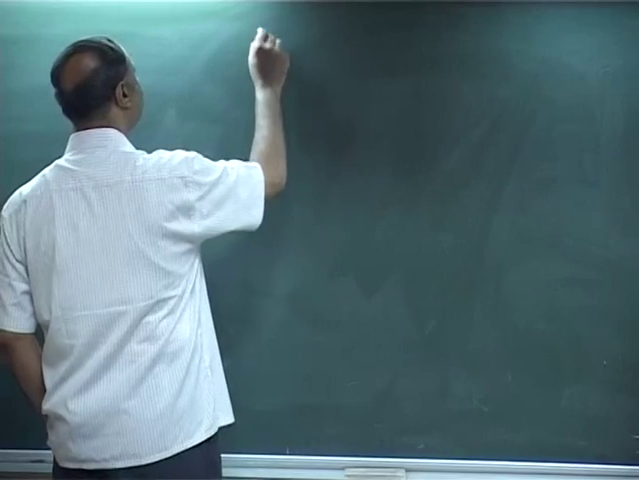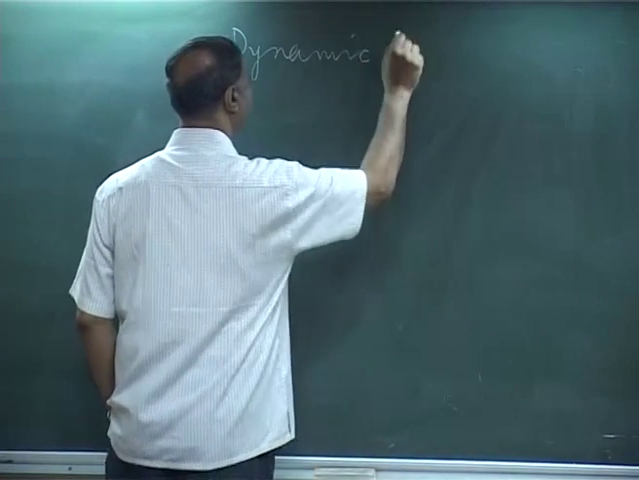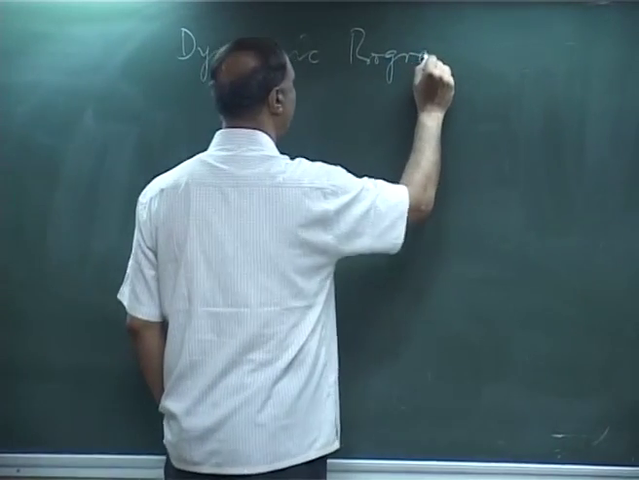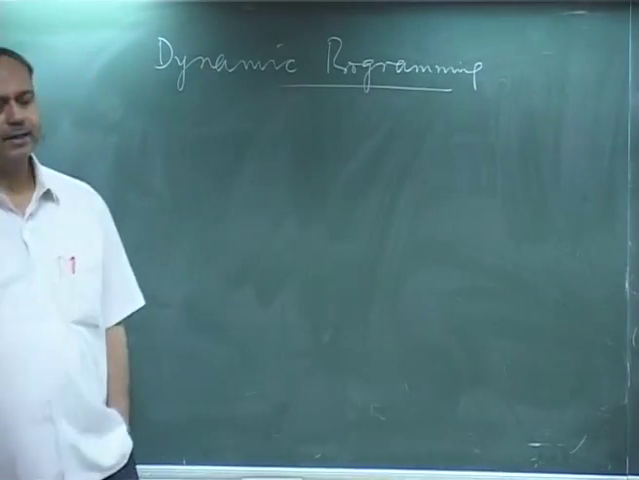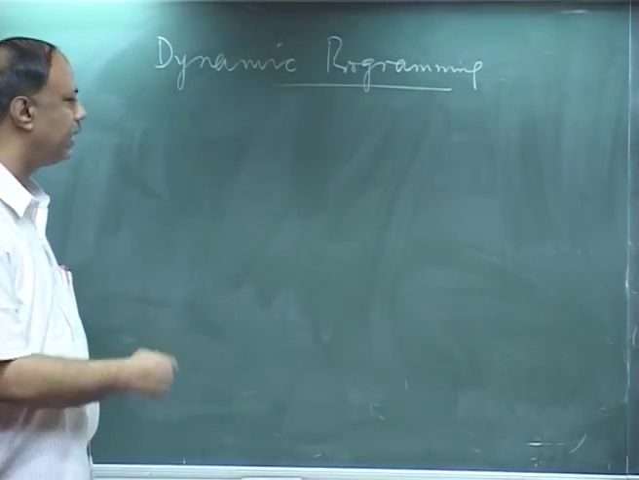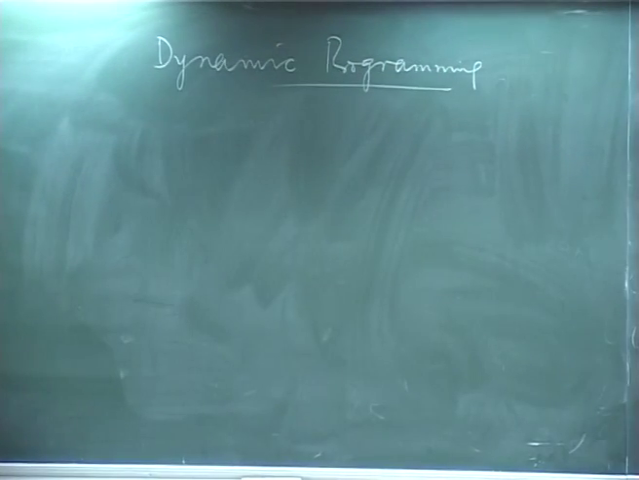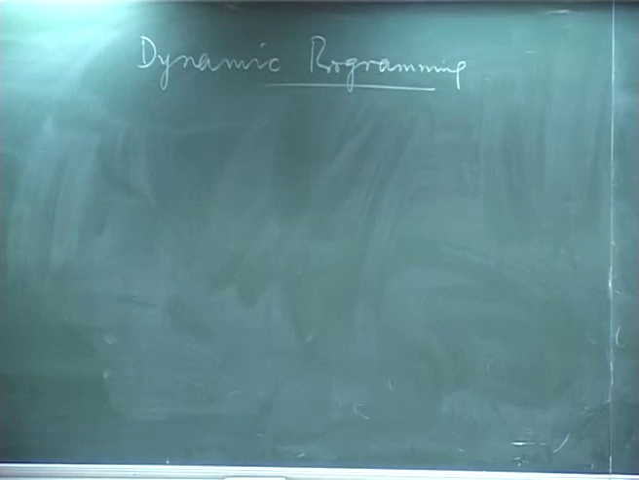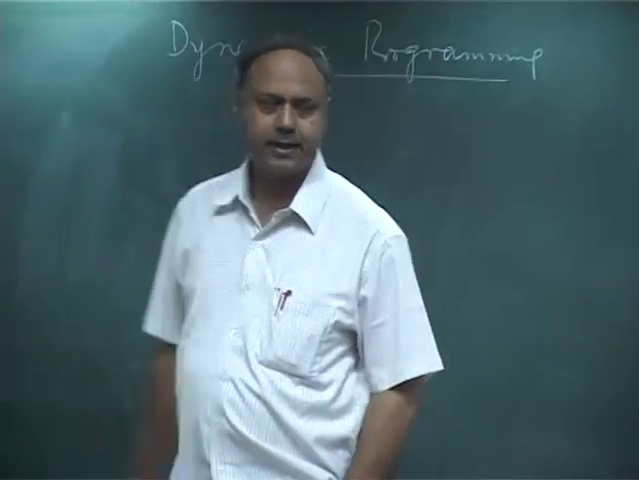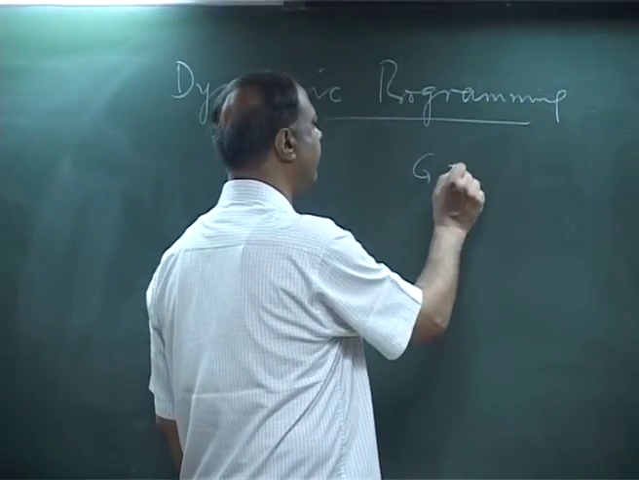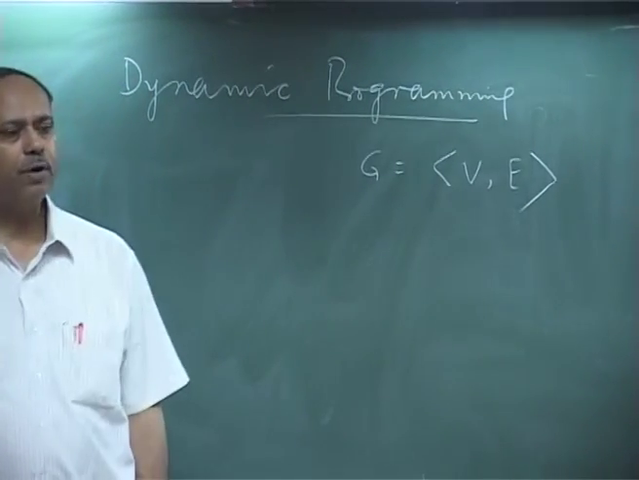Now the next paradigm is dynamic programming. This is also one of the most well-known paradigms being used in different places. One simple one is finding the all pair shortest paths problem. And here the strategy is like that. Suppose you have a graph G and you want to find the all pair of shortest paths.